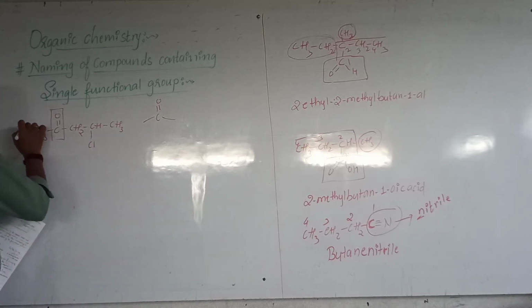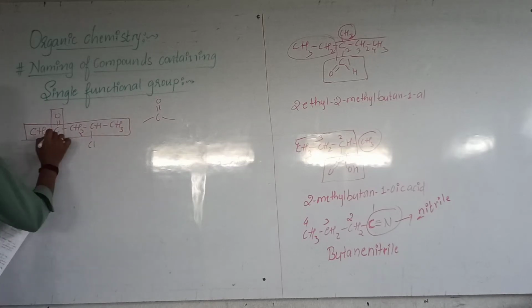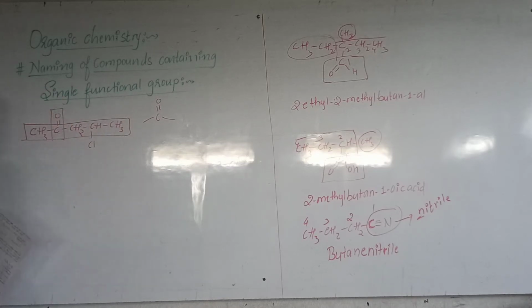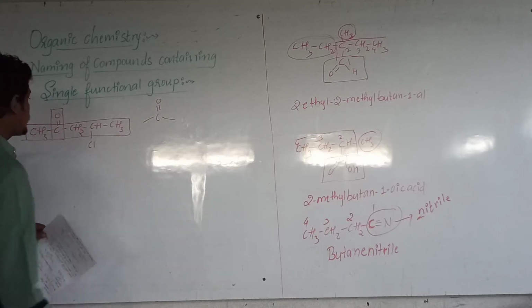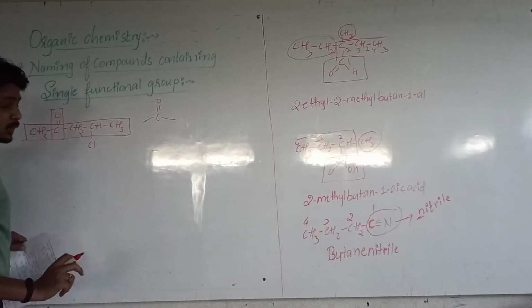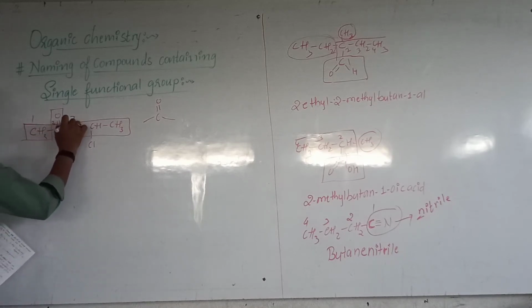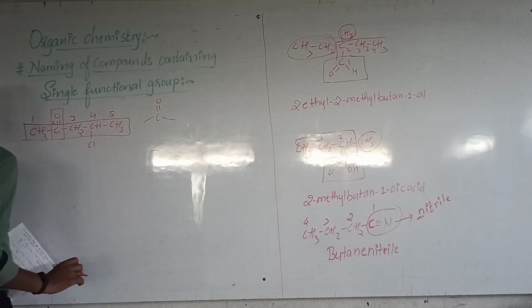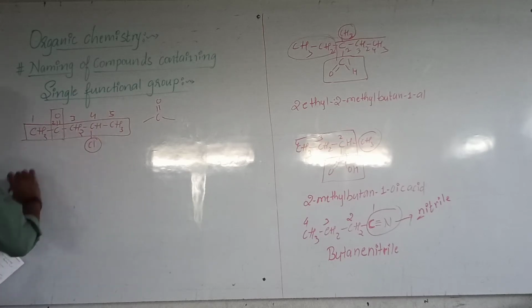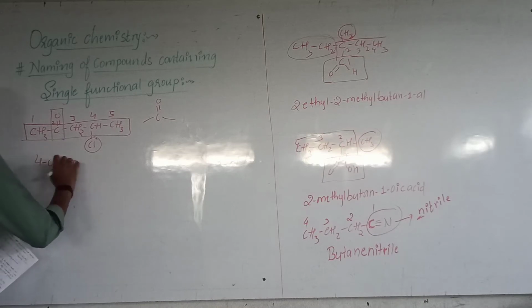So now how do we name this? This is your parent chain containing the carbon atom with the functional group. Numbering is done from the LHS side. Why? Because the carbon atom containing the functional group should get the least number. So here 1, 2, 3, 4, 5. This is your substituent chloro, so it will be 4 chloro.